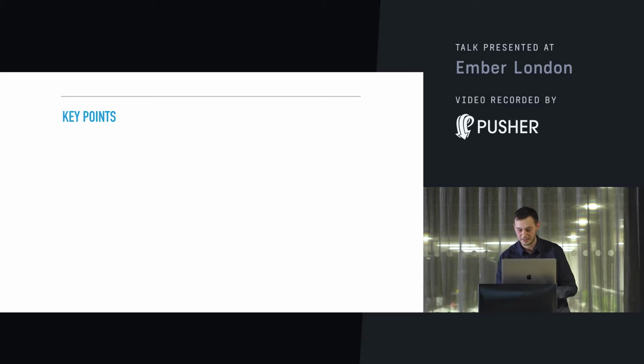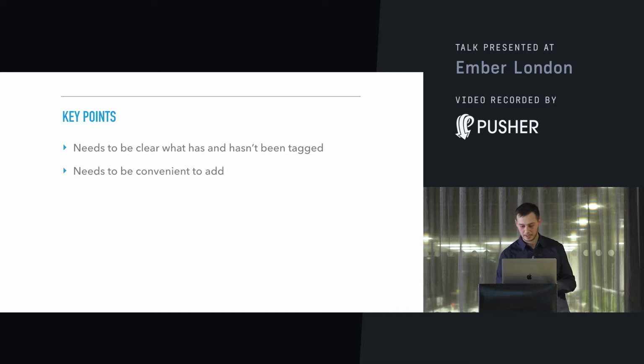So what are the key points that I want from this? It needed to be clear what has and hasn't been tagged. It needs to be really convenient for you to add all your data to the routes. And the data needs to be easily accessible, like something that you see day to day. So when you're adding a route, you don't forget to add it to a random config file that's just in the ether, and you hope that someone updates it, and you know one dev isn't going to update it. So that leads me to try and create a solution.